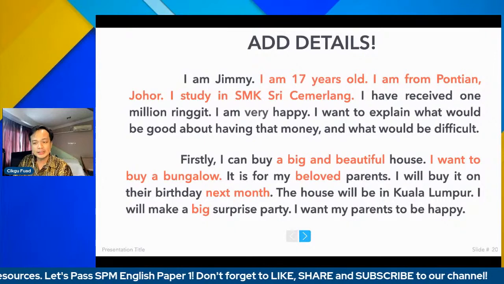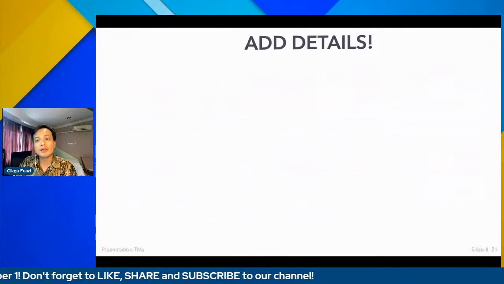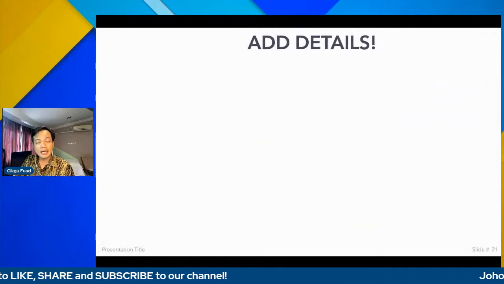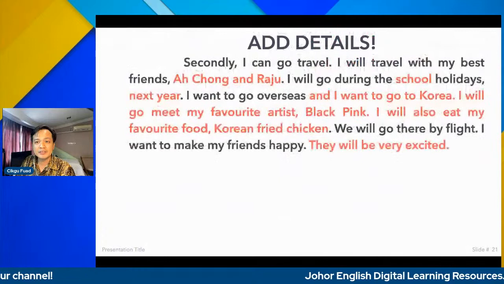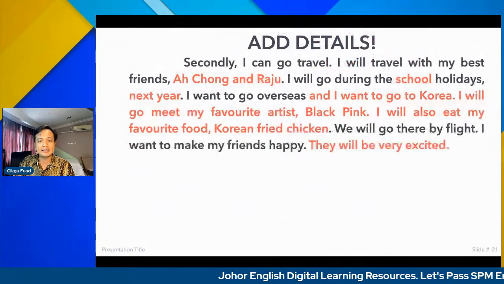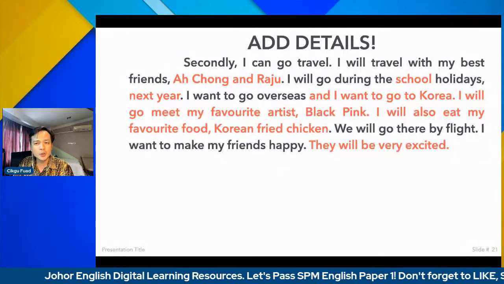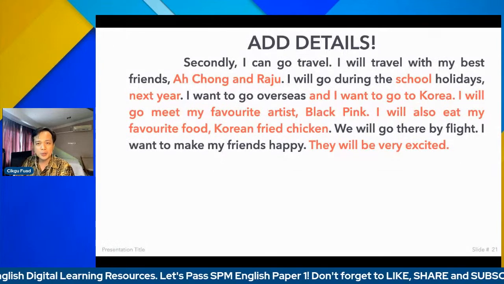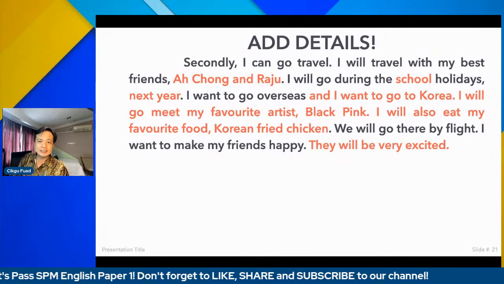So by adding more details, it adds more colors to your paragraph and can give a high mark for your essay. Okay, now, secondly, I can go travel. I will travel with my best friends, Ah Chong and Raju, give names. I will go during the school holidays next year. I want to go overseas and I want to go to Korea. I will go meet my favorite artist, Blackpink.